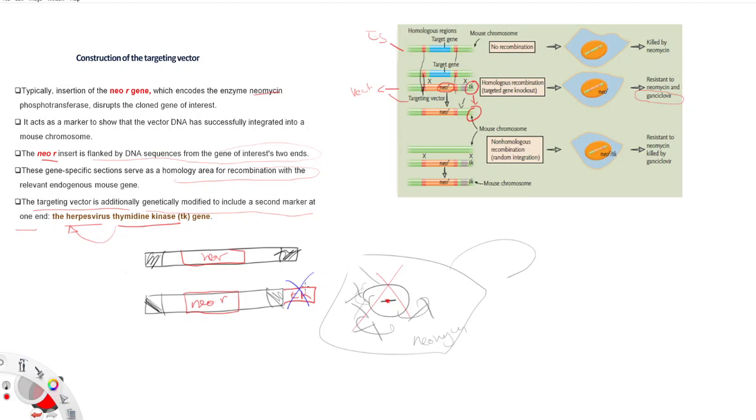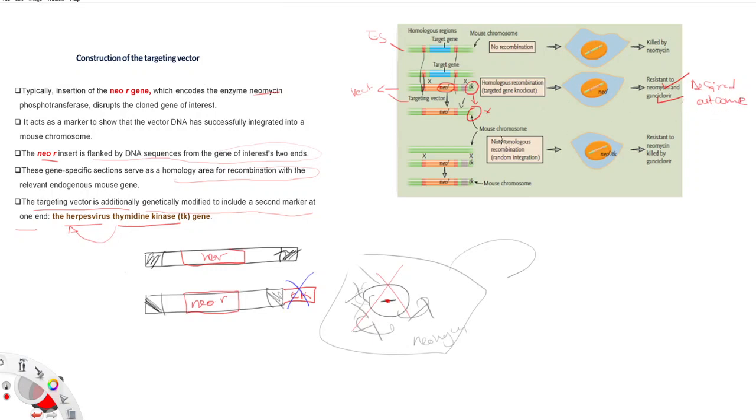But if the TK is missing, when you put the ganciclovir, it's not going to do anything to your embryonic stem cells. As a result, our desired outcome, which is this one here, I'm going to put it here, desired outcome would be to have embryonic stem cells that are, one, resistant to neomycin because they carry the neomycin resistant gene, and they must also be resistant to ganciclovir because the TK is missing here. The TK gene is missing. So this is our desired outcome.